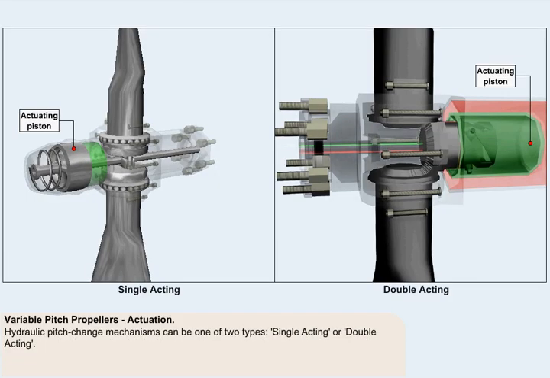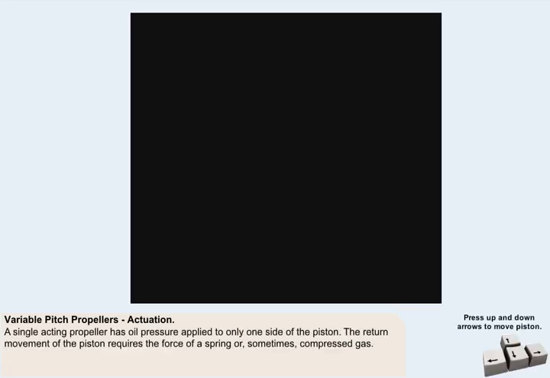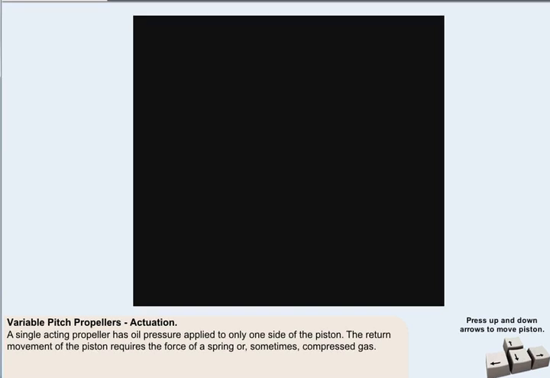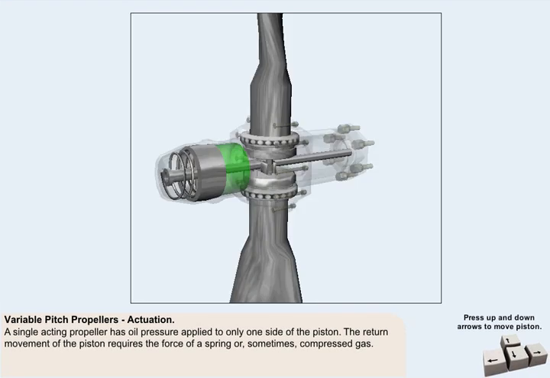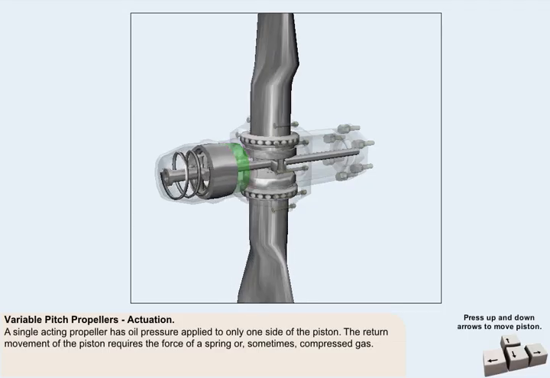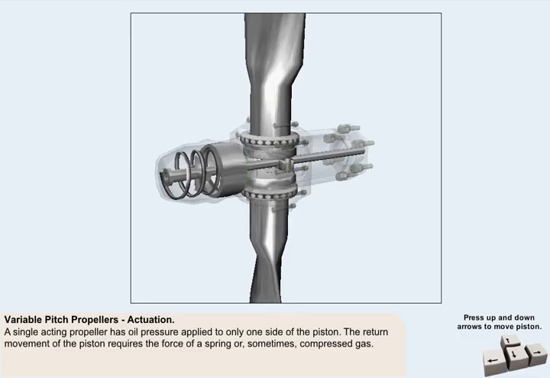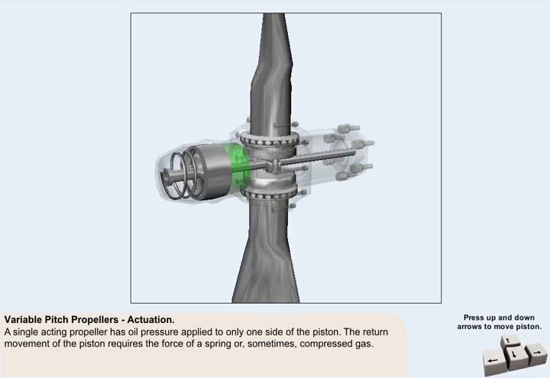Hydraulic pitch change mechanisms can be one of two types, single-acting or double-acting. A single-acting propeller has oil pressure applied to only one side of the piston. The return movement of the piston requires the force of a spring or sometimes compressed gas.